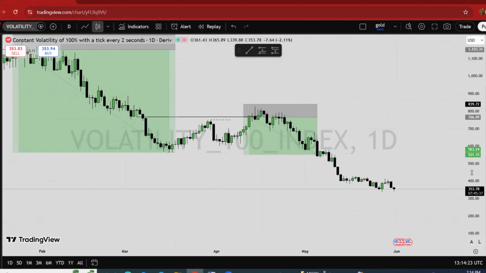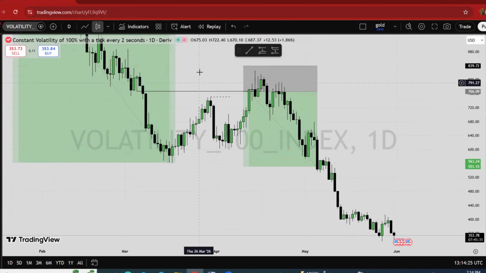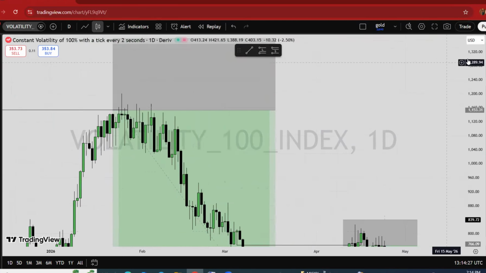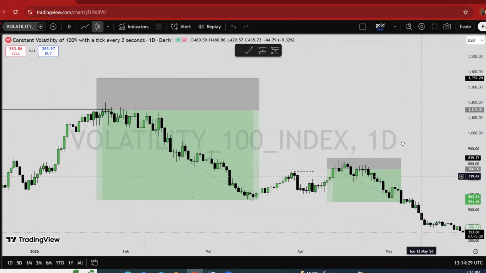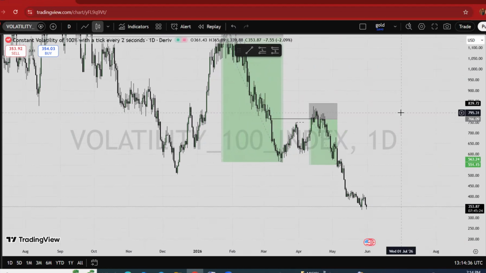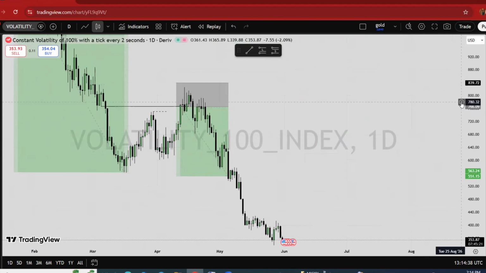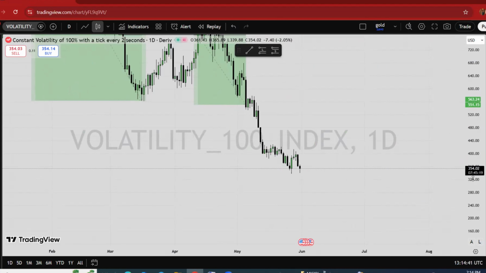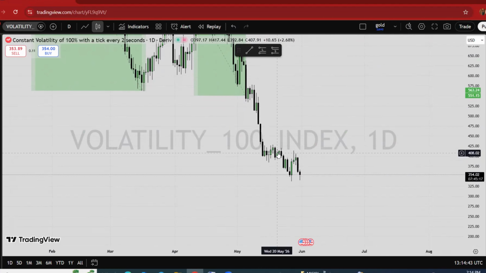So you can see V100 has been selling. This V100 has been bearish for a while, for months now. So why did I take that trade? It's basically simple, very simple. I was actually expecting price to start buying from this point. Again, I was expecting price to start buying up from this point, but price did not do that. Instead, price kept selling.